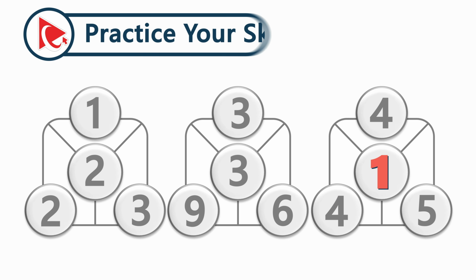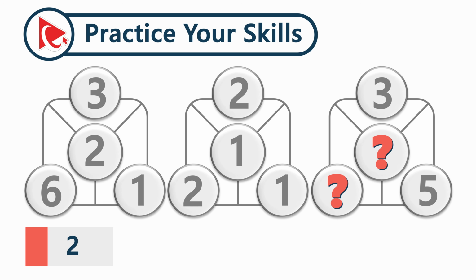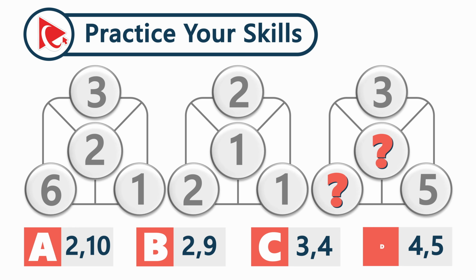Here's the question for you to tackle. You're presented with 3 shapes. The first shape has numbers 3, 1, and 6, and then number 2 in the middle. The second shape has numbers 2, 1, and 2, and then number 1 in the middle. And then the third shape only has 2 numbers visible, 5 and 3, and 2 other numbers are missing. You need to determine the pattern, calculate your answer, and select your solution out of 4 possible choices. Choice A, 2 and 10, choice B, 2 and 9, choice C, 3 and 4, and last but not least, choice D, 4 and 5.